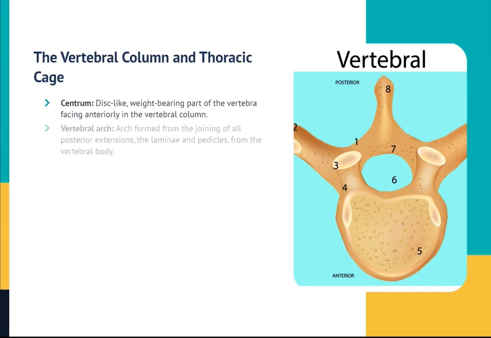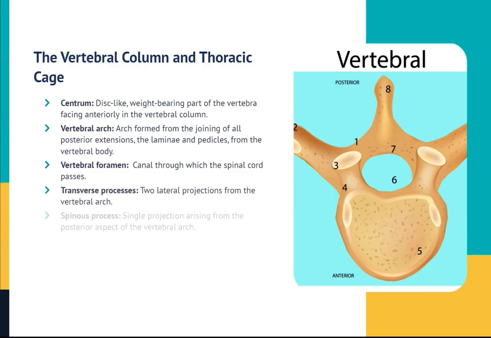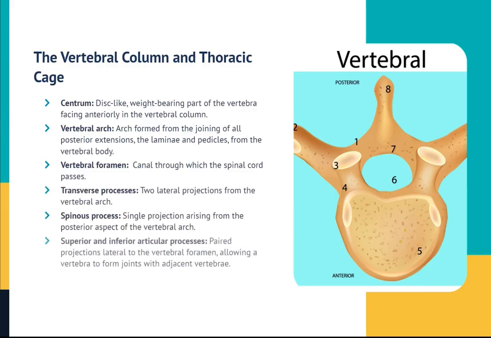Centrum. Disc-like, weight-bearing part of the vertebra facing anteriorly in the vertebral column. Vertebral arch. Arch formed from the joining of all posterior extensions, the laminae and pedicles, from the vertebral body. Vertebral foramen. Canal through which the spinal cord passes. Transverse processes. Two lateral projections from the vertebral arch.